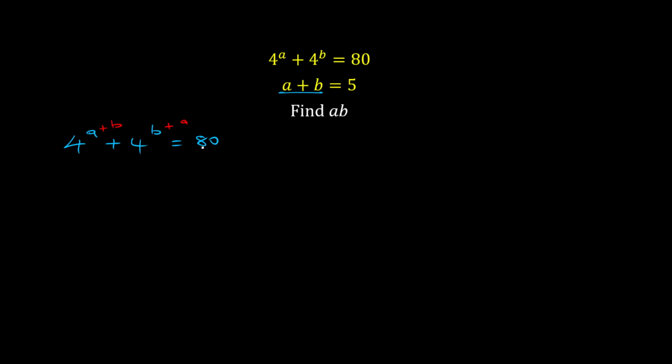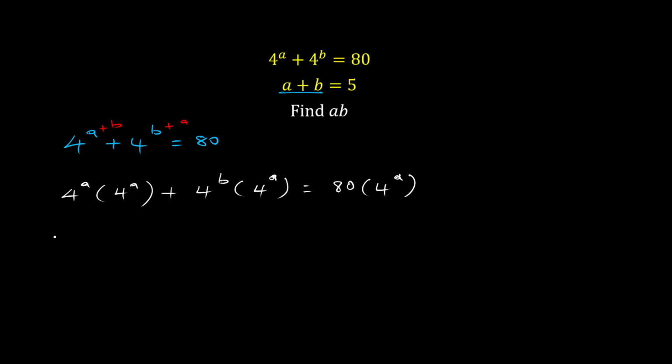If we multiply throughout by 4 to the a, let's do that: 4 to the a being multiplied by 4 to the a plus 4 to the b being multiplied by 4 to the a. And whatever we do on one side of the equation, we have to do to the other side. So this is equal to 80 times 4 to the a. Okay, good. So we are actually at a good start.